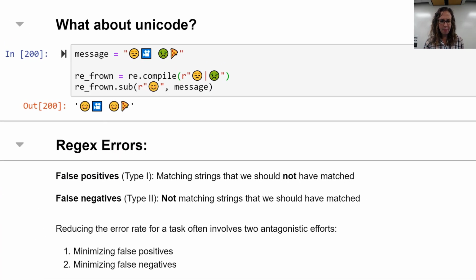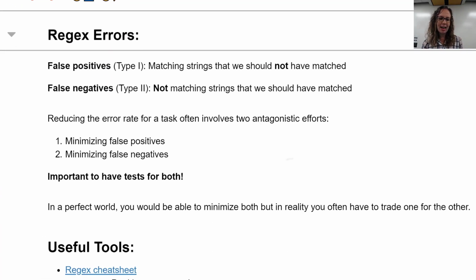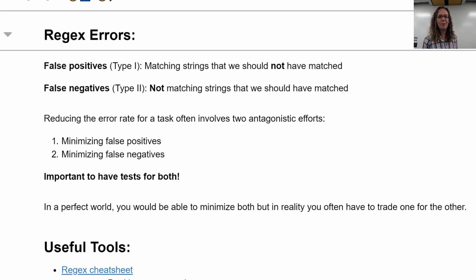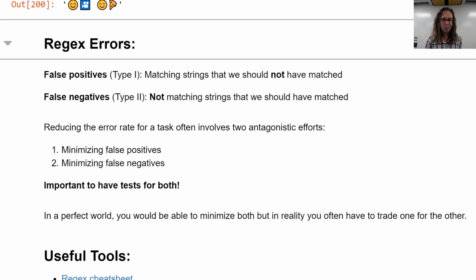All right, so regex errors. You have to worry about both false positives and false negatives. That's something I like that Regex 1 and Regex Tuesdays give you: these are the cases you do want to match, and then these are the cases you do not want to match. It's important to look at both, having tests for both to minimize your false positives and minimize your false negatives.